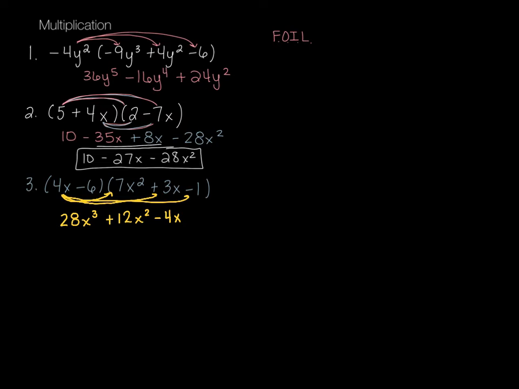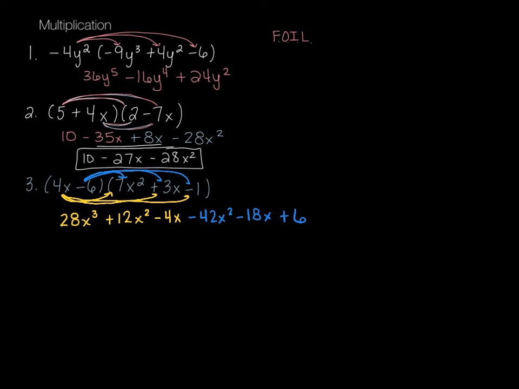So now that I've done that, I need to go back and distribute this 6, and I'm going to distribute it as a negative 6 because it's minus. So negative 6 times 7x squared is minus 42x squared, and then negative 6 times 3x is negative 18x, and negative 6 times negative 1 is positive 6.